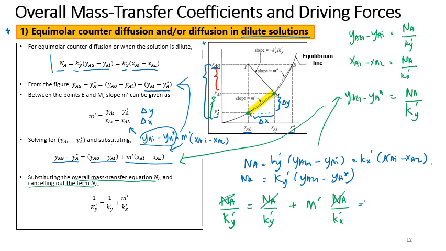Then you shall get 1 over capital KY equals 1 over small ky plus m over kx prime. So this would be your expression.